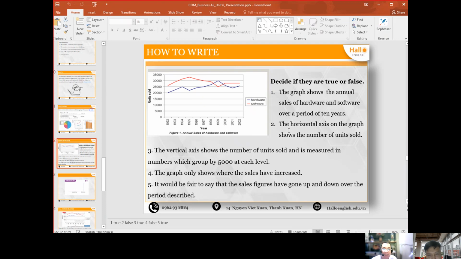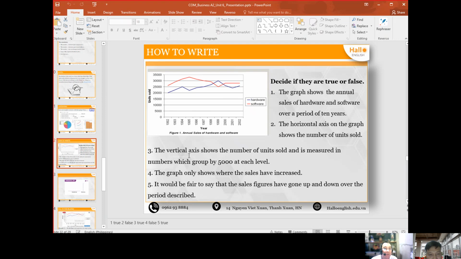Next, number two, the horizontal axis on the graph shows the number of units sold. It's false. Why? Okay, actually this one is vertical and this one is horizontal. So the horizontal axis is not the number of units, but it's the year. So that's false.